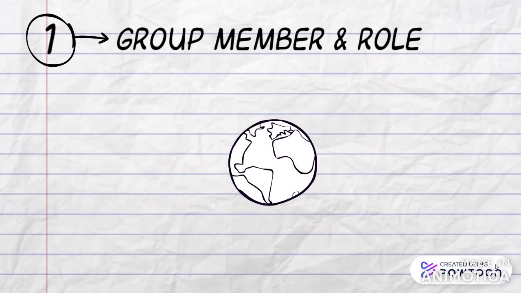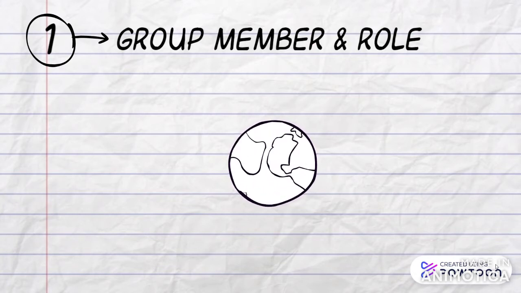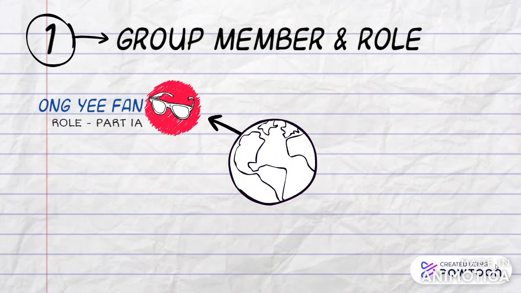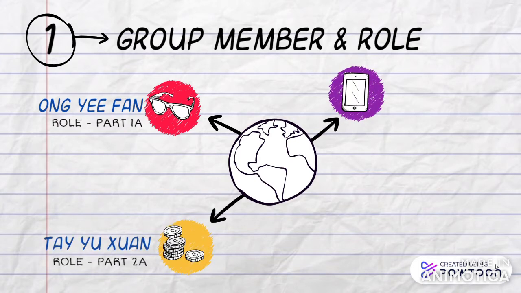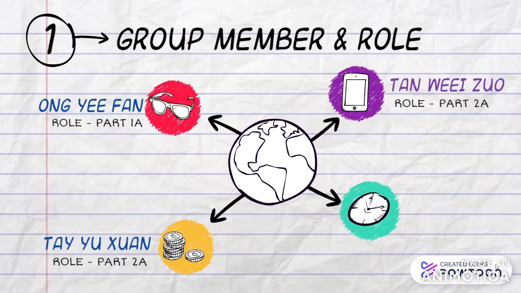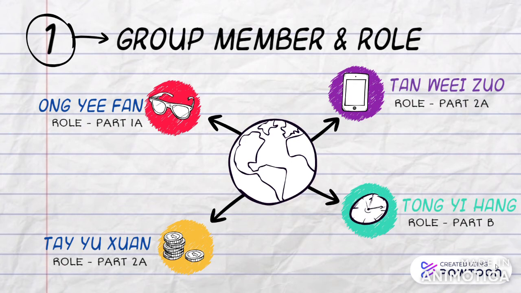Then, I would like to introduce my group members and their roles in the group. There are 4 members in this group, which is Ong Yifan. He will be in charge of part 1A. Dei Yishen and Tan Wei Zuo will be in charge of part 2A. And me, Dong Yi Hang, my role in this group is in charge of part B, which is to create, design, and edit this video.